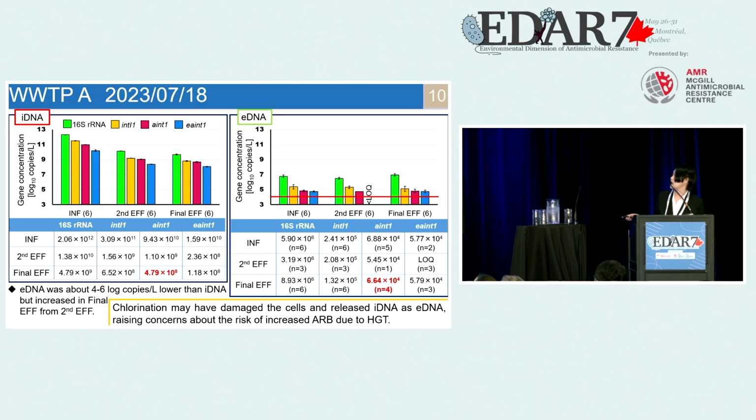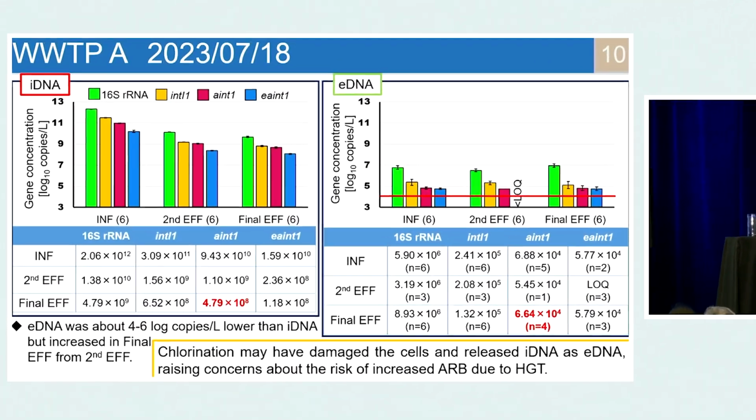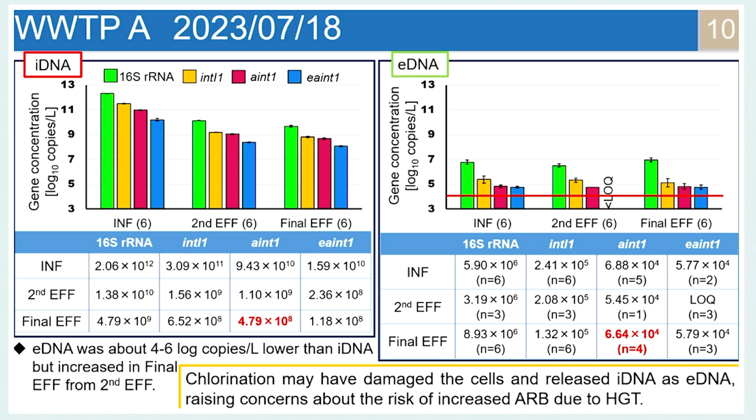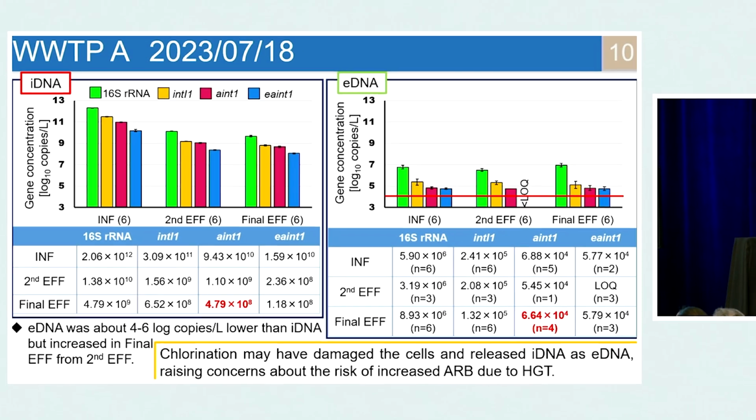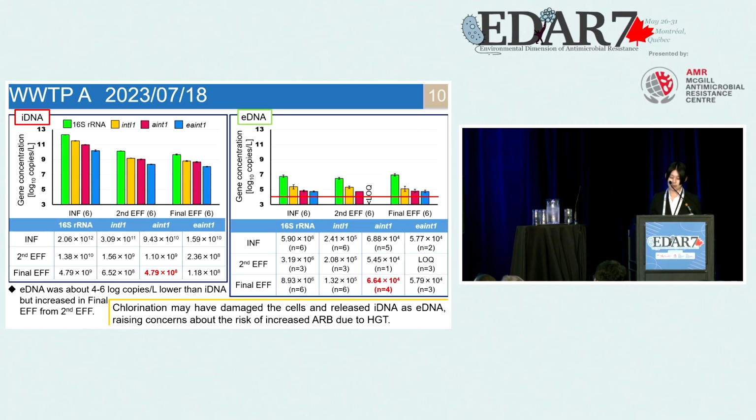The left figure is iDNA, and on the right is eDNA concentration. Target concentrations in eDNA were about 4 log copies per liter lower than iDNA concentrations. Interestingly, integron concentrations in eDNA increased from secondary effluent to final effluent. This is because chlorination has damaged the cells and released DNA. This DNA may contribute to increased ARB due to transformation.